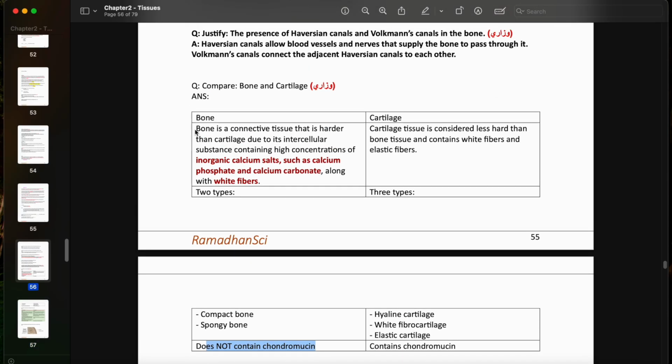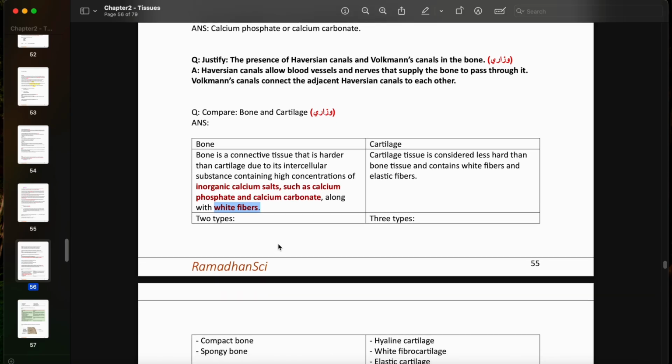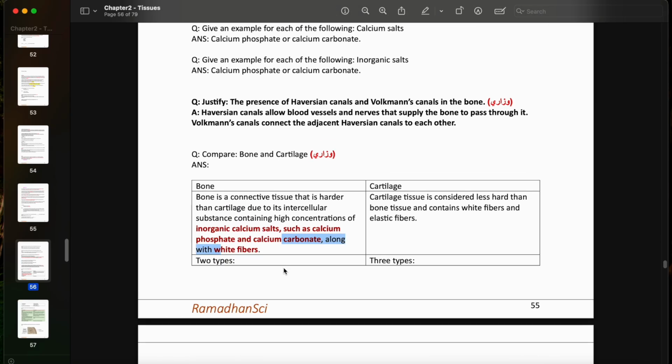And of course, we're going to talk about the introduction. So cartilage is a connective tissue that is harder, and here it is not as hard as the bone, so it's less hard than the bone, and contains white fibers and elastic fibers. But here we say that bone is harder due to its intercellular substance containing a high concentration of inorganic calcium salts, and of course the white fibers also being responsible for the hardness.